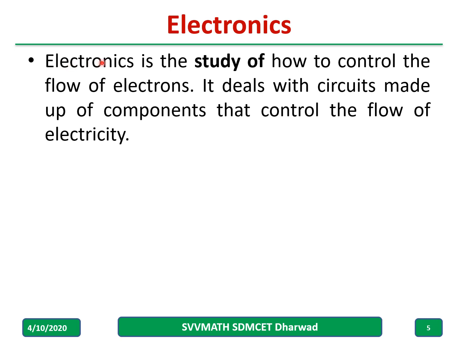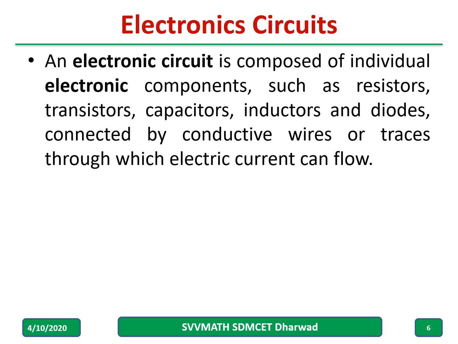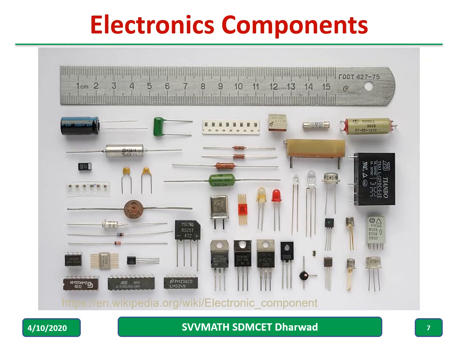What is electronics? It is the study of how to control the flow of electrons. It deals with circuits made up of components that control the flow of electricity. An electronic circuit is composed of individual electronic components such as resistor, transistor, capacitor, inductor, etc. All these are connected by a conductive material or a wire. These are the electronic components.